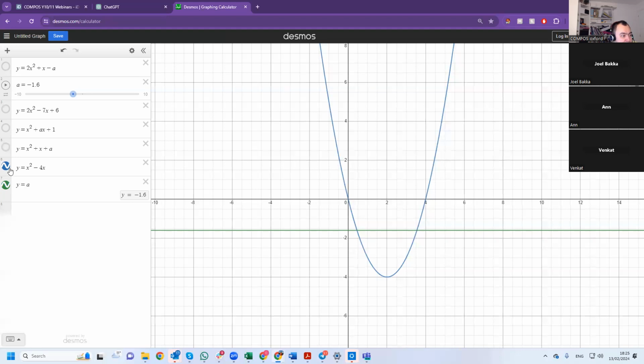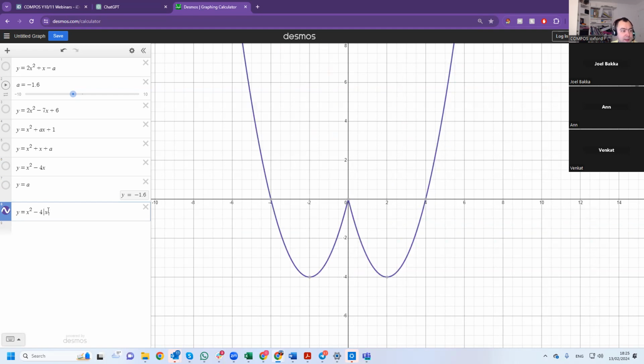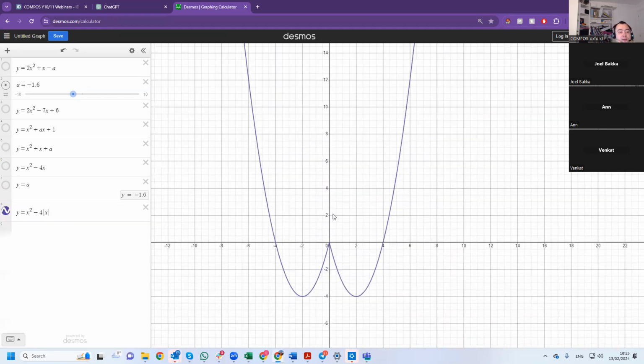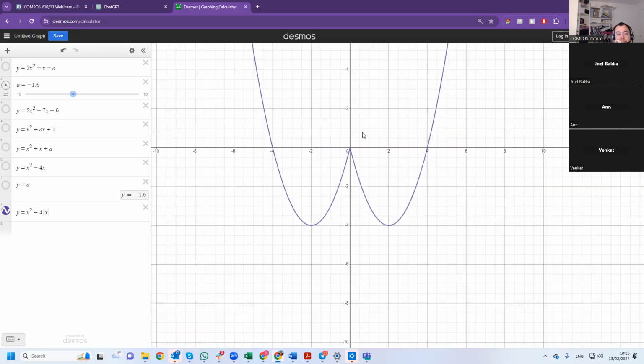If you sketch this graph in Desmos, you just say y equals x squared minus 4 modulus x. Here's the graph. And now y equals a. This is a horizontal line. So you can see that as the line moves.